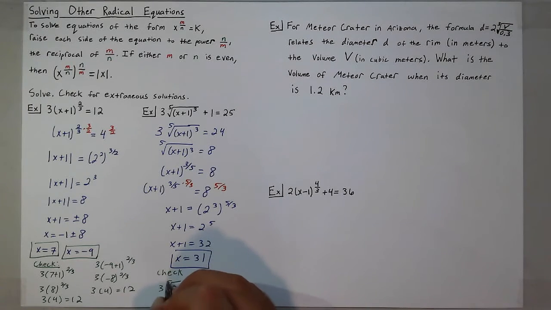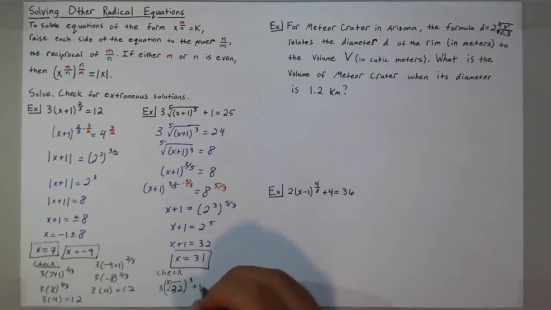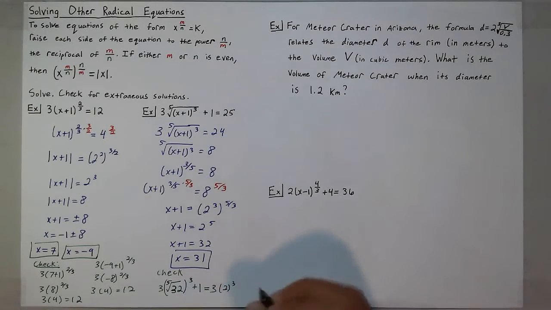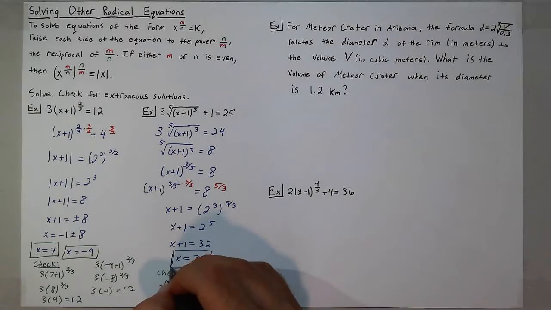So I'm actually going to cube it last to make the math a little easier. The cube root of 32 is 2. So you have 3 times 2 cubed, which is 8. So 3 times 8 is 24 plus 1 should equal 25. So that does work as a solution.